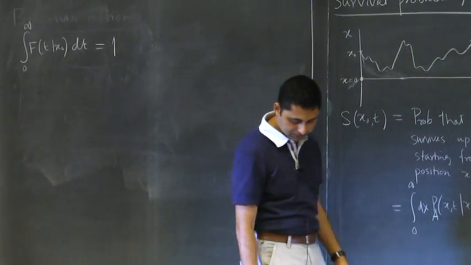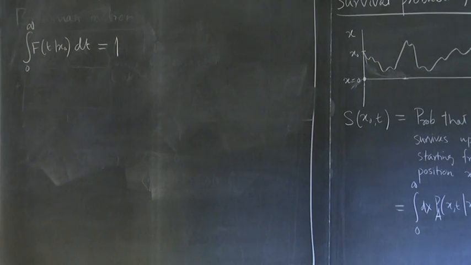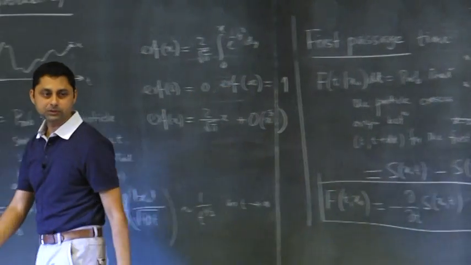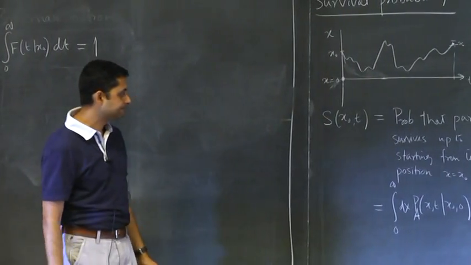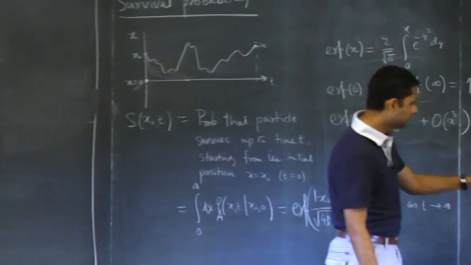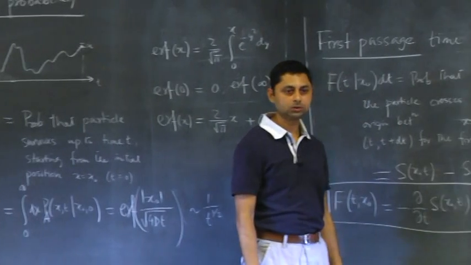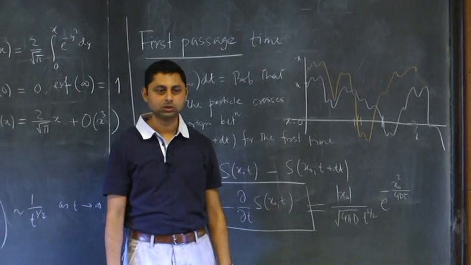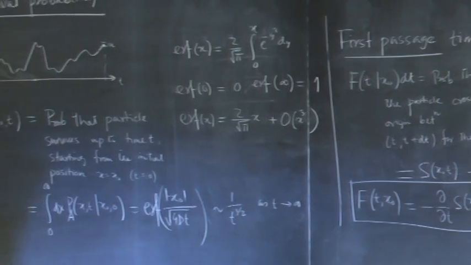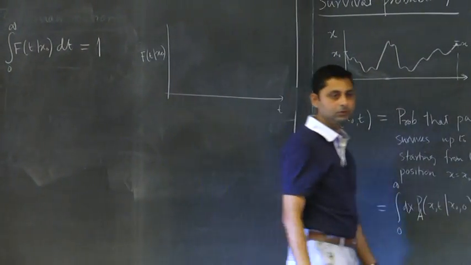Okay, so this is the first passage probability, where x is mod x naught. I am just thinking x is positive, but you can just take it as mod x naught. So now you have a probability density which is this. How does this function look? You have seen this kind of function, right? Suppose I want to plot this function, t f of t, x0. How does this function look?